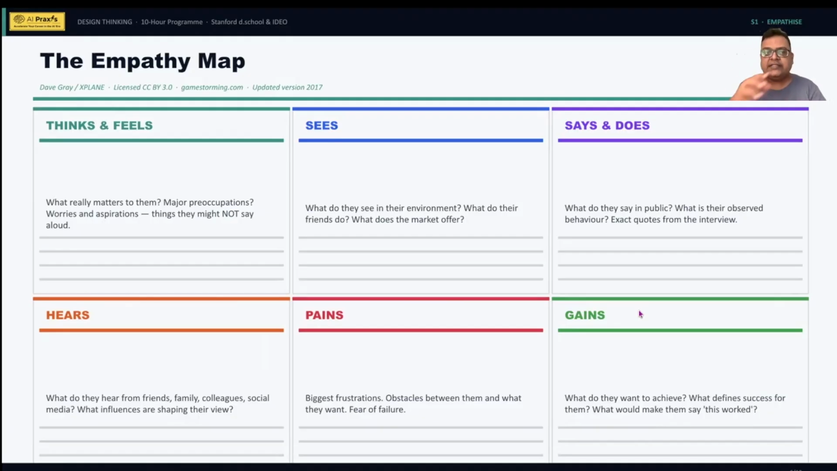So the key takeaway is an empathy map helps us organize observations, separate facts from assumptions, and understand the user's world before we begin solving their problem. Because when we truly understand people, better ideas naturally follow.